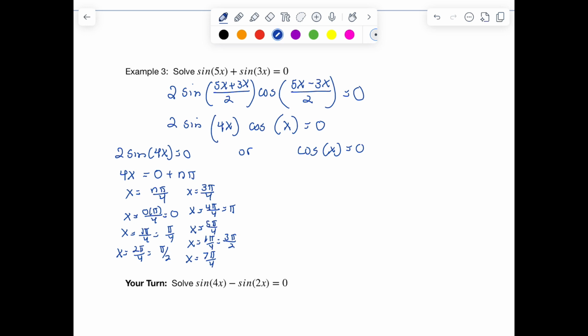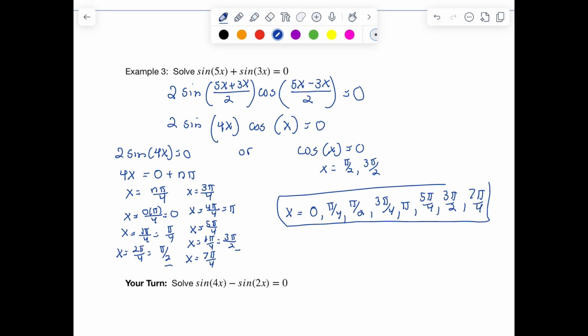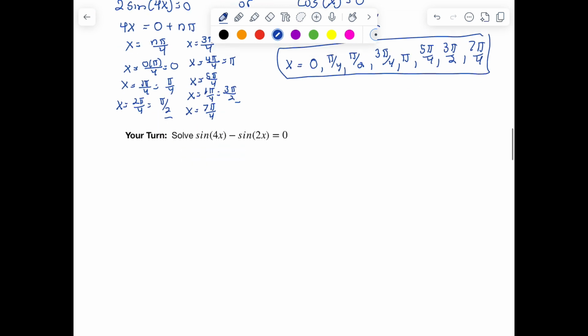Solving the second equation, cosine of x is equal to 0 when x is pi over 2 or 3 pi over 2. So putting this in order, my solution for one rotation around the unit circle to this equation is 0, pi over 4, pi over 2, 3 pi over 4, pi, 5 pi over 4, 3 pi over 2, 7 pi over 4. You try the next problem.